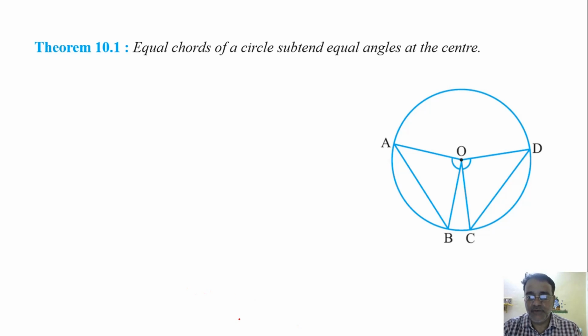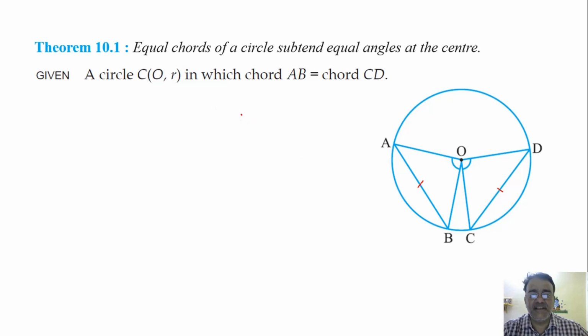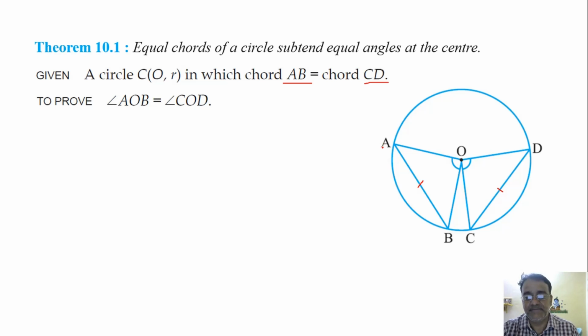Okay, so first I'm going to draw the diagram. According to the diagram and the given statement, the chords are equal. AB is equal to CD, it is given, and we have to prove that they subtend equal angles at the center. So we have to prove these two angles equal. What is given? A circle with center O, radius R, in which chord AB is equal to CD. What we have to prove: angle AOB is equal to angle COD. There is no construction here.